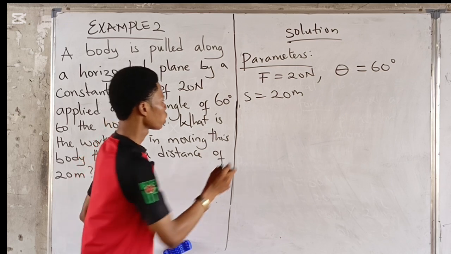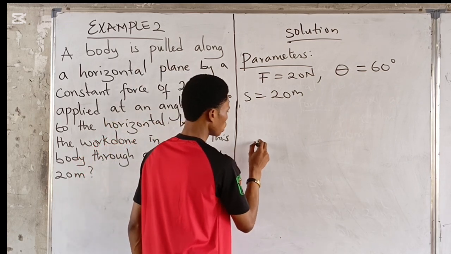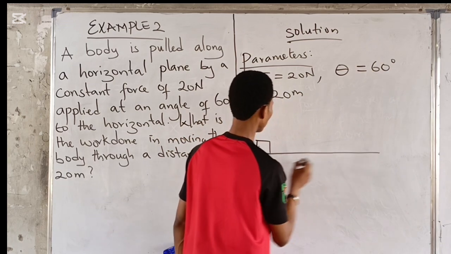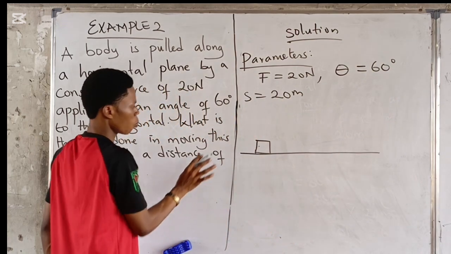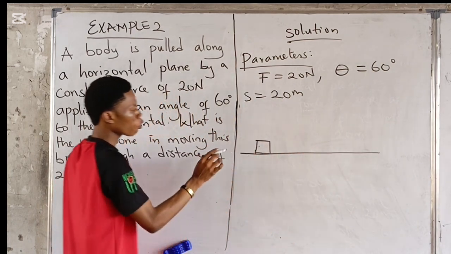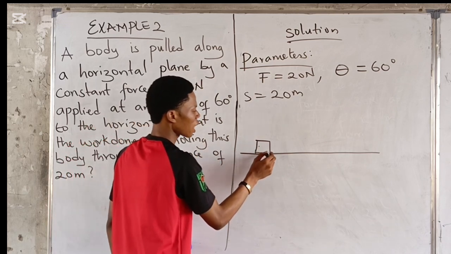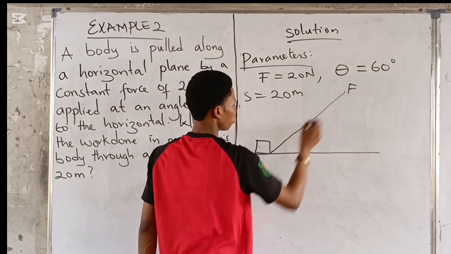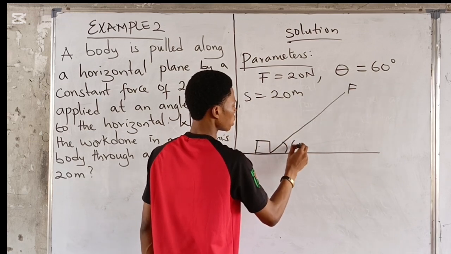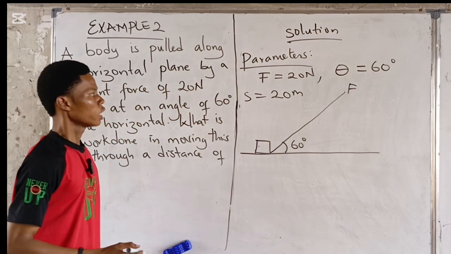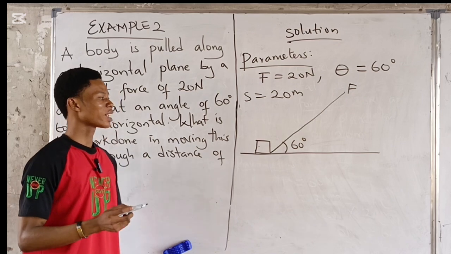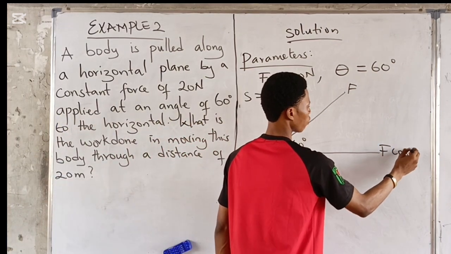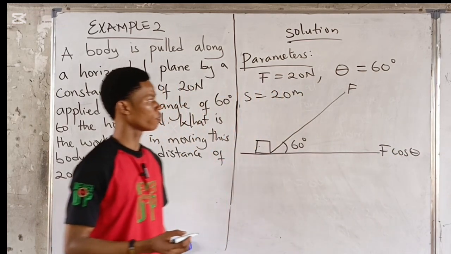All right, so let's visualize the equation. This is the object. You are pushing the object according to the equation along a horizontal plane, so you are pushing it this way. But the force applied is at an angle of 60 degrees. So this is the force applied, but it's at an angle of 60 degrees. Remember what I said, that anytime an angle is involved, you use F cos theta for the force.